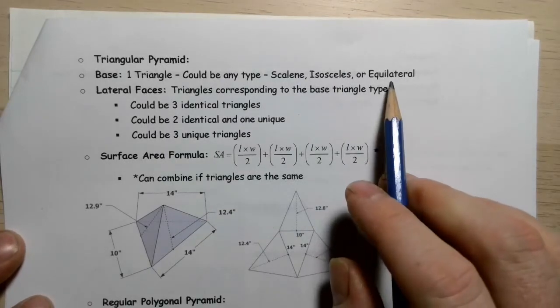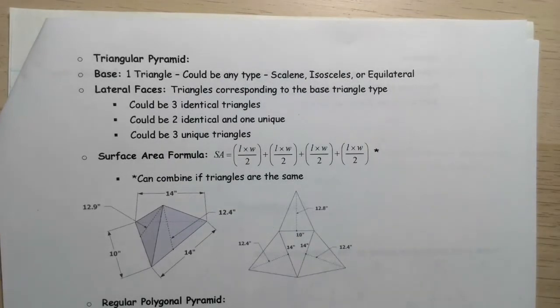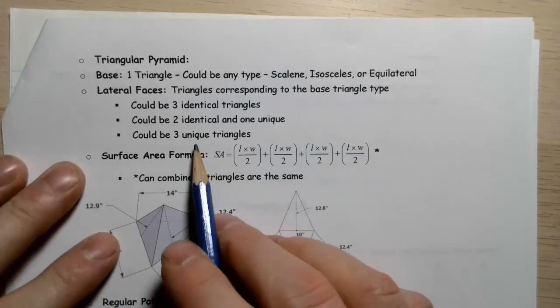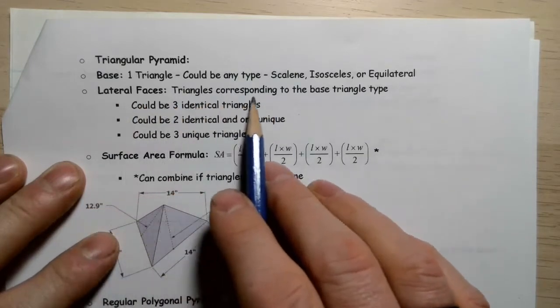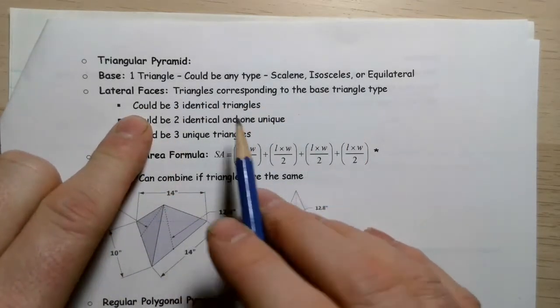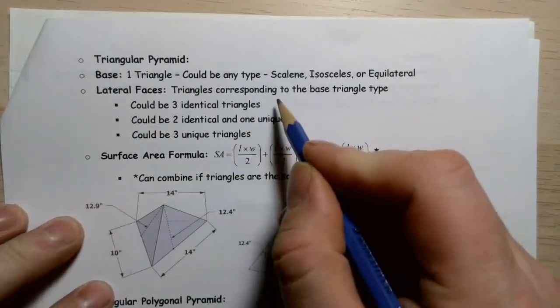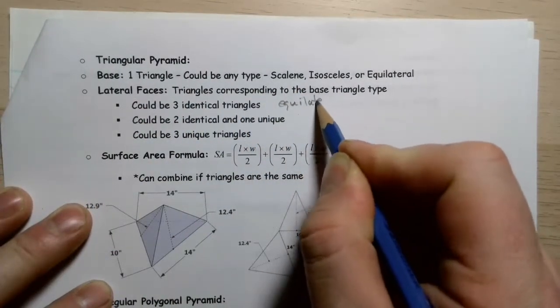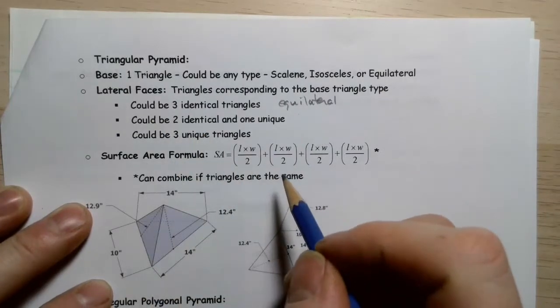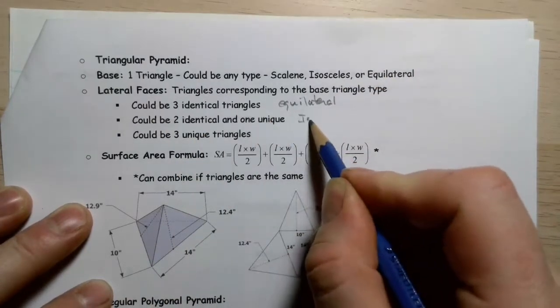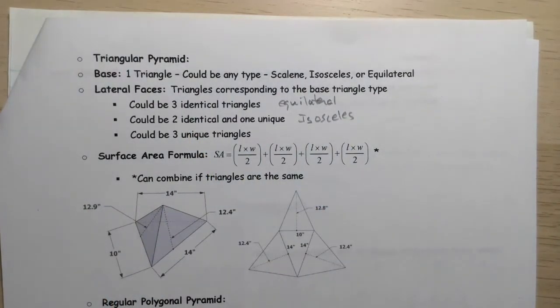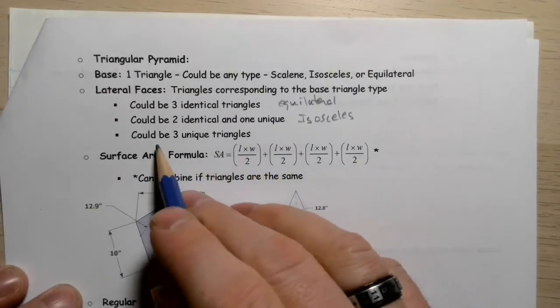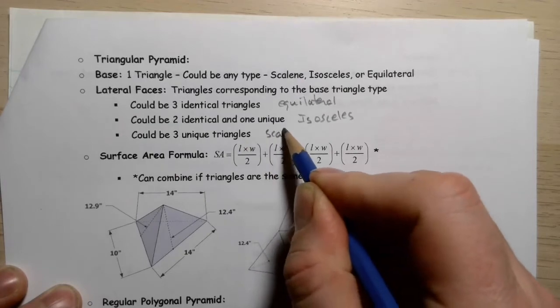I would really like it if it was equilateral, because then all the lateral triangles will be the same. But they might not be. So this is for the lateral faces, triangles corresponding to the base triangle type here. If it's equilateral, then we're going to have 3 identical triangles. That would be awesome. If it was isosceles, well then we're going to get 2 identical triangles, and that's because with an isosceles base triangle, 2 of those sides are the same. But here, 3 unique triangles, this is going to be scalene.